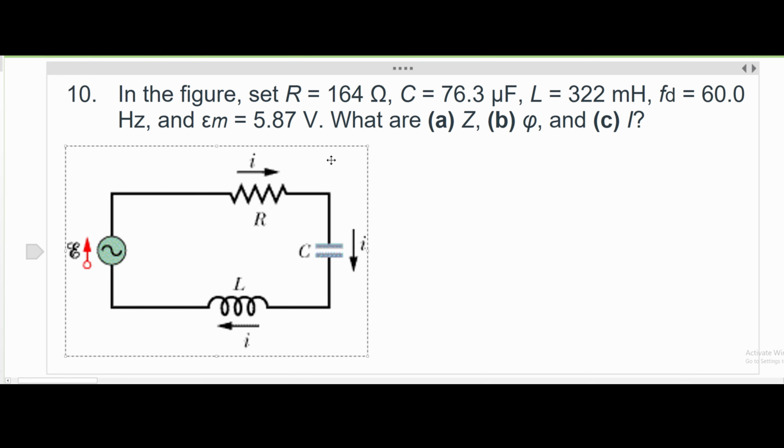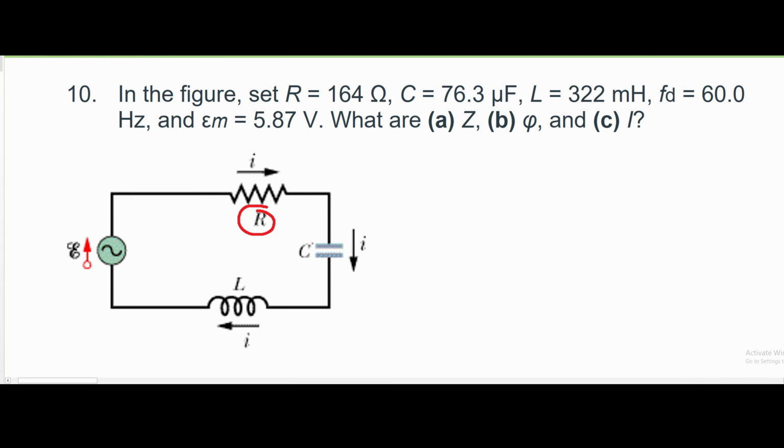For number 10, we are given a figure, and we're told that in the figure, set R equal to 164 ohms, C being 76.3 microfarads, which is the capacitor, and L, the inductance, being 322 millihenries. Our frequency F of D is going to be 60 hertz, and our alternating EMF is going to be 5.87 volts. We're asked to find Z for part A.